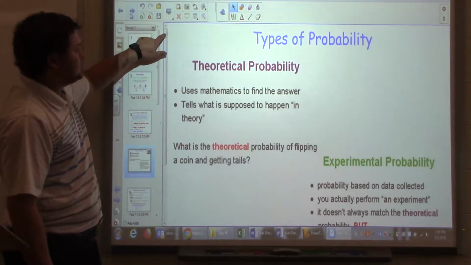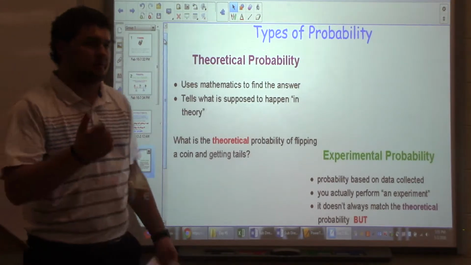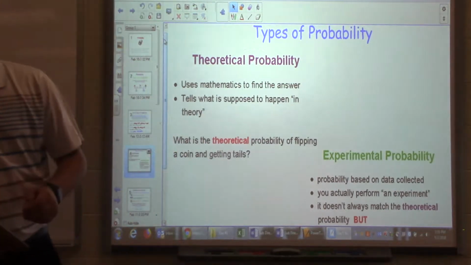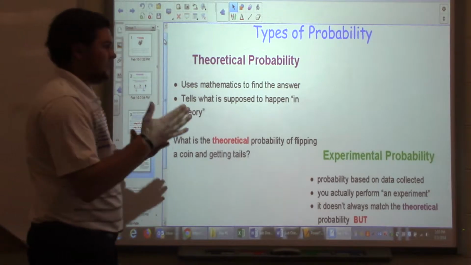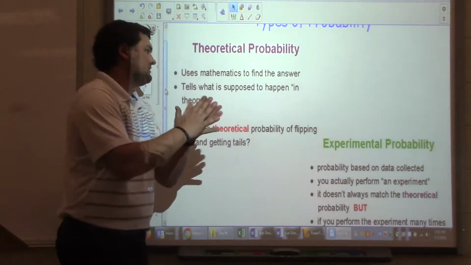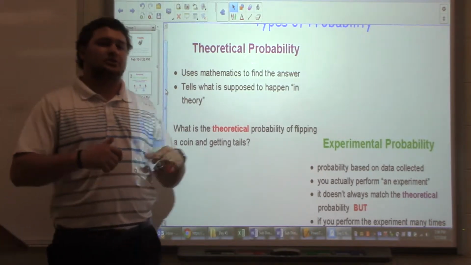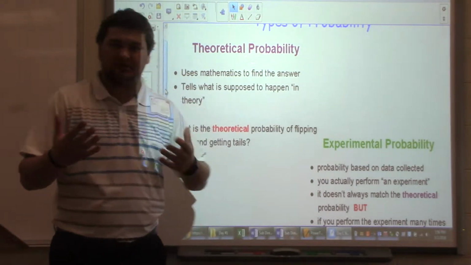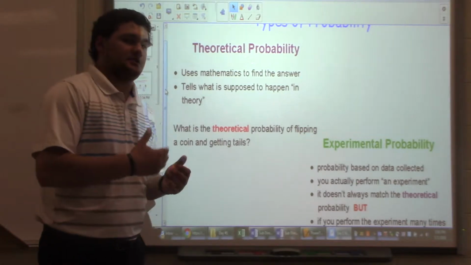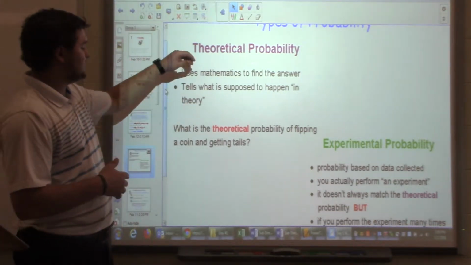Alright, two different types of probability we're going to talk about right now. Theoretical probability and experimental. Theoretical is we're using math to find it. We use math to find our answer. It tells us what's supposed to happen in theory. Flipping a coin 100 times, we should get 50 heads and 50 tails because there's a 50% chance of each. Now, that doesn't necessarily happen, but theoretically, that is what should happen.